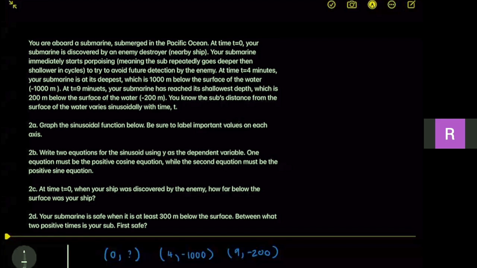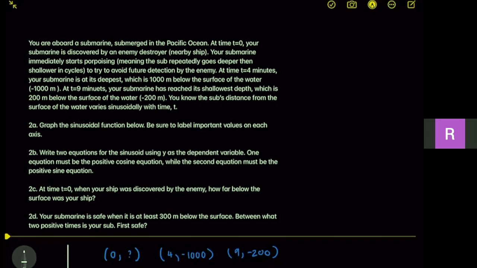To try to avoid future detection by the enemy, at time t equals 4 minutes, your submarine is at its deepest, which is 1,000 meters below the surface of the water, -1,000 meters. So that's going to be our minimum. At time t equals 9 minutes, your submarine has reached shallowest depth, which is going to be our maximum, which is 200 meters below the surface of the water. So it's going to be -200 for that point.